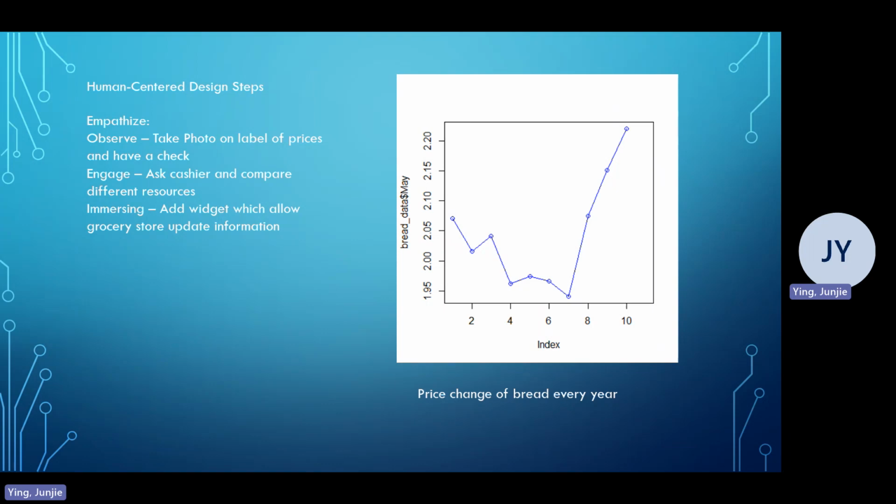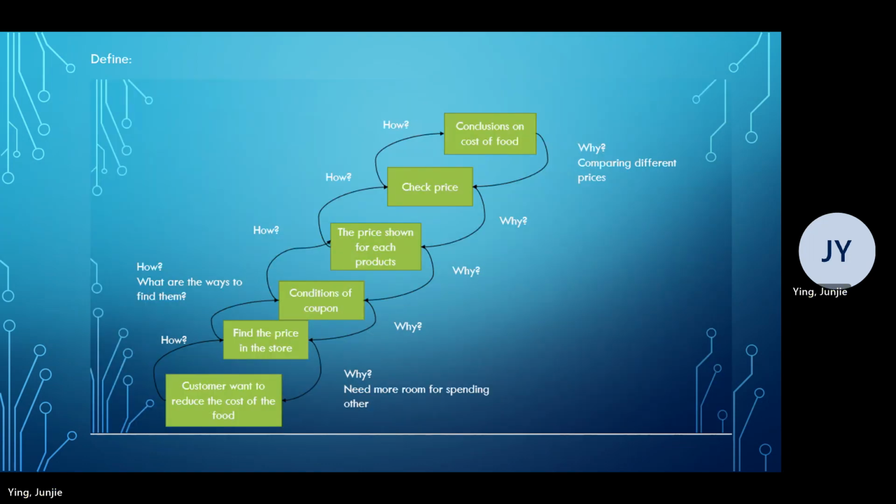If we are going to engage, we can ask the cashier and compare different resources of price, such as online and other sources. We're immersing, and we can add a widget which allows the grocery store to update some information. If there's information possible to update, we are going to define it, because the aim is that the customer wants to reduce the cost of food, and we let them reduce it.